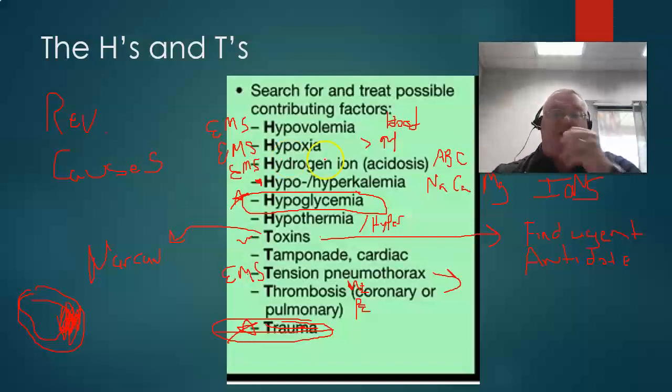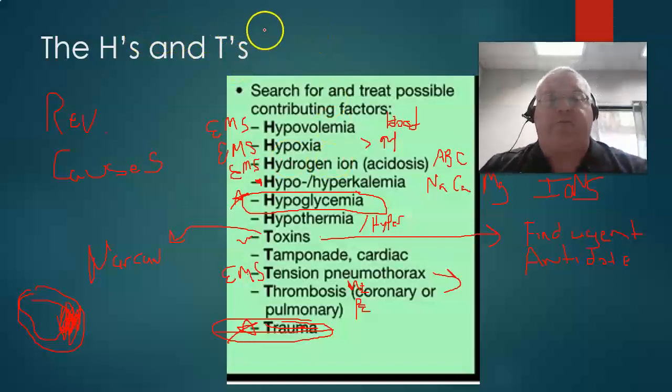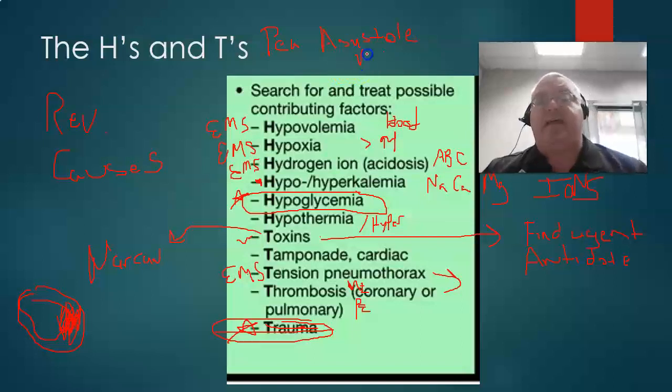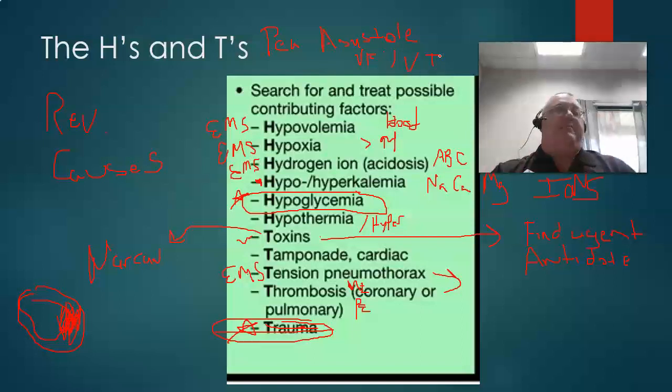By the way, this also works for PEA. I would say this is what we primarily start thinking about in PEA and asystole, but it's actually, I would say, all the cases. If you've got a VFib or a VTach that is not coming out of it, again, you give them epi, you give them amiodarone, they're just not coming out of it. At this point, start thinking about these H's and T's.